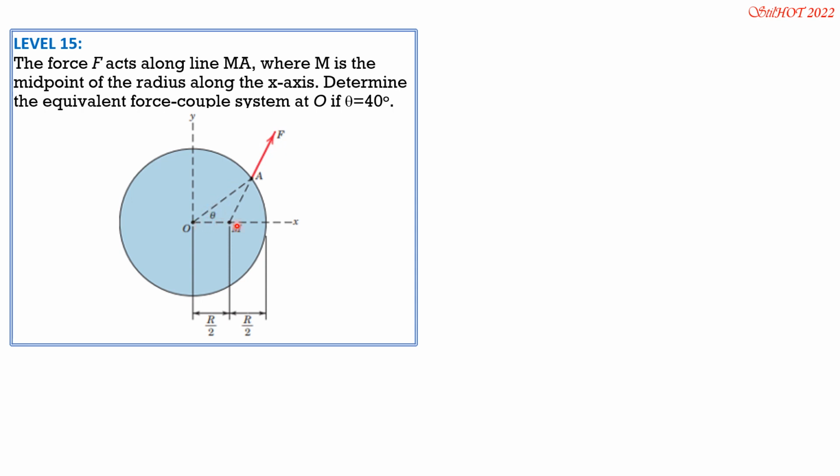This is r over 2 because M is the midpoint, OA is the radius, so we can find the length of AM. After we find the length of AM, we can compute this vertical distance from point A to the x-axis because theta is given and that's the radius. So this is r sine of theta, r sine 40. Then we can solve for the angle that MA makes with the horizontal, as well as the force F makes with the horizontal. Then after that, we apply the principle of transmissibility of force.